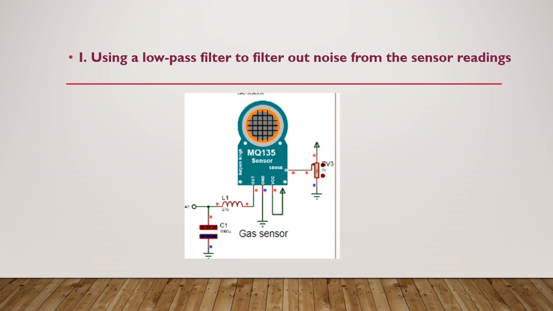So let's see in detail the improvements for the hardware and software. Regarding the hardware, we use a low pass filter to filter out the noise from the sensor readings. How we do it is we connect one inductor and one capacitor in series to the output pin of the sensors. By doing so, the system can filter out the noise from the sensor reading and thus improve the accuracy of the data. So this makes the sensor read accurately.